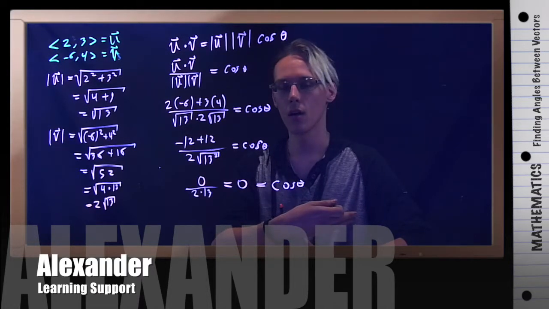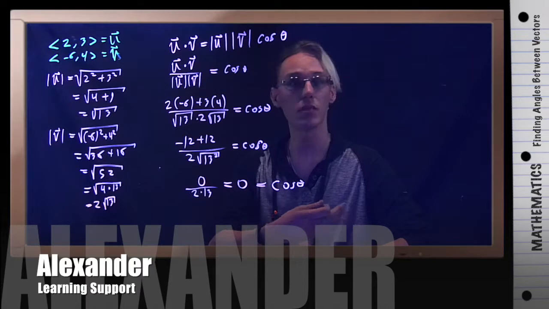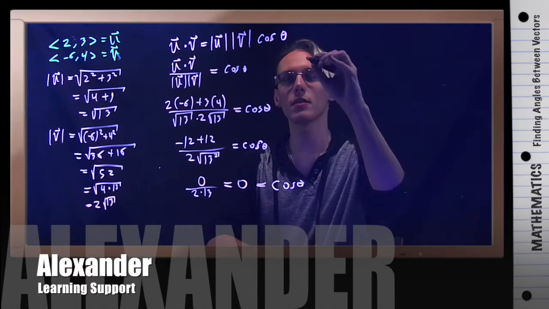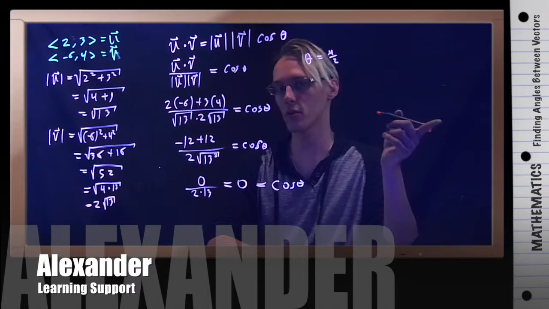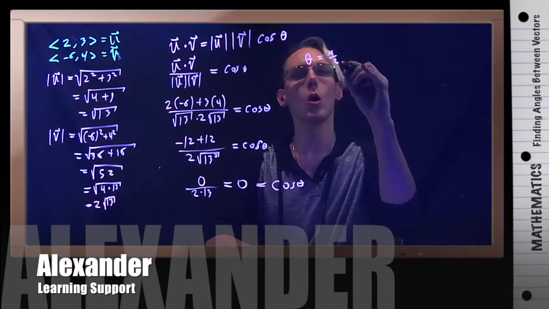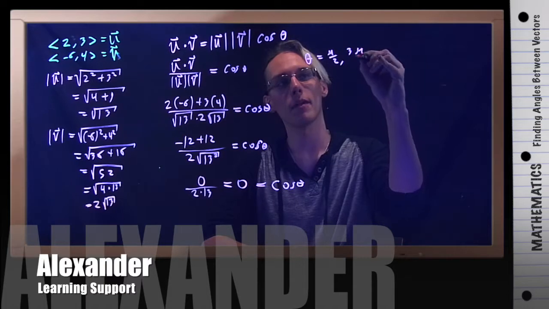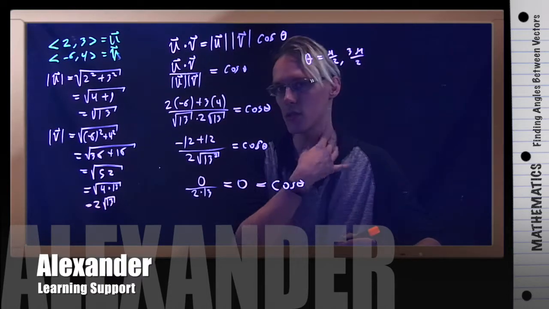So, nonetheless, we have that 0 is equal to cosine of theta, and so I simply ask myself, cosine of what gives me 0? Well, there's two possibilities. Theta could be pi over 2. Remember from your unit circle that cosine of pi over 2 is 0. Or it could be 3 pi over 2. And how do I know what the difference is?